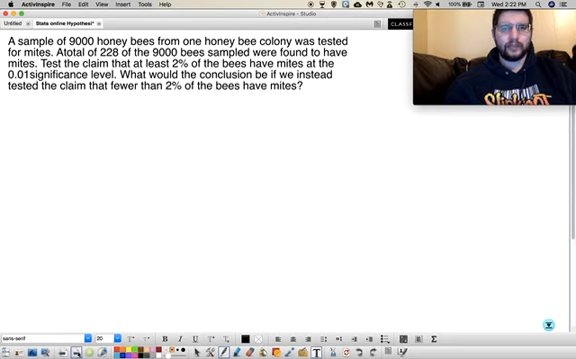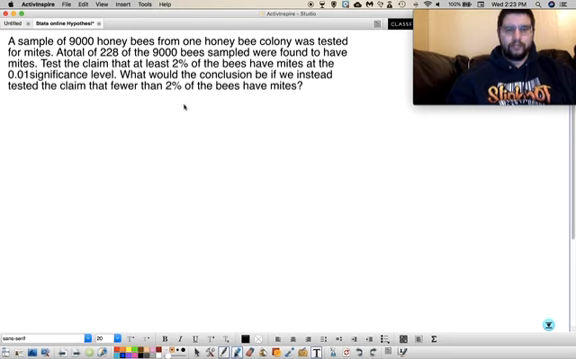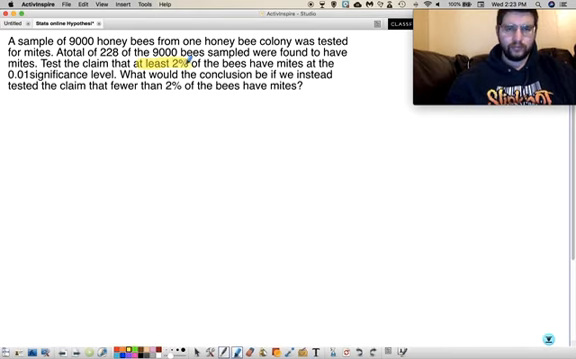I also had to change this one. A sample of 9,000 honeybees from one honeybee colony was tested for mites. A total of 228 of the 9,000 bees sampled were found to have mites. Test the claim that at least 2% of the bees have mites.